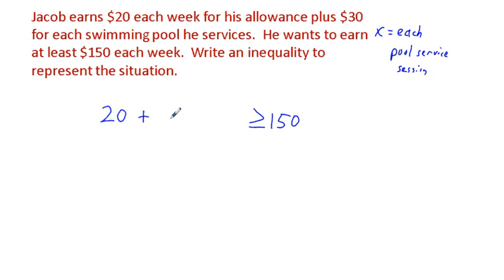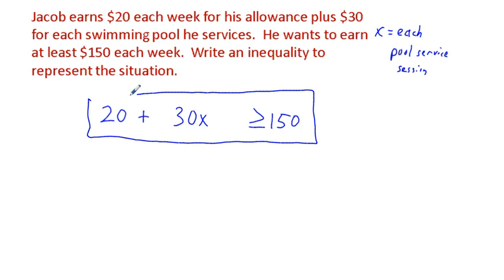So we can say this will be 30x. So this will be an example of an inequality that would meet the situation. And so you could actually solve for how many pool services you need by subtracting 20 and then dividing by 30. So this will be an answer for this. So on your exam, you're going to be asked to create a similar inequality.